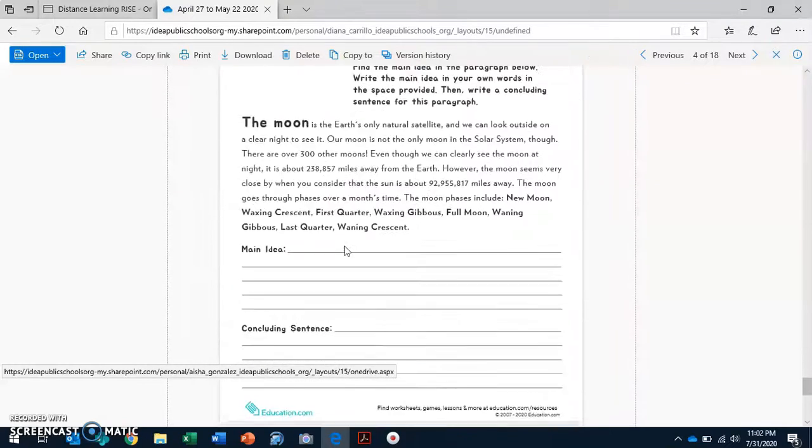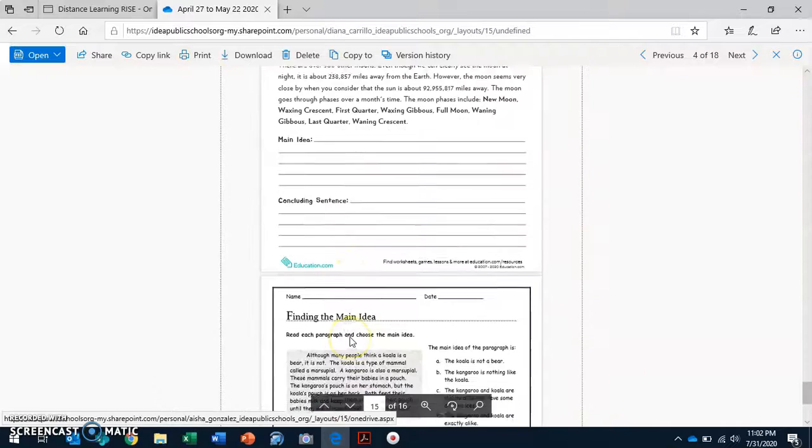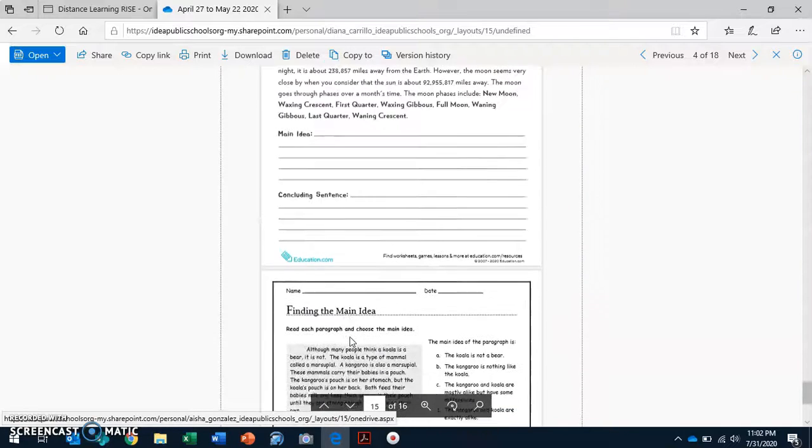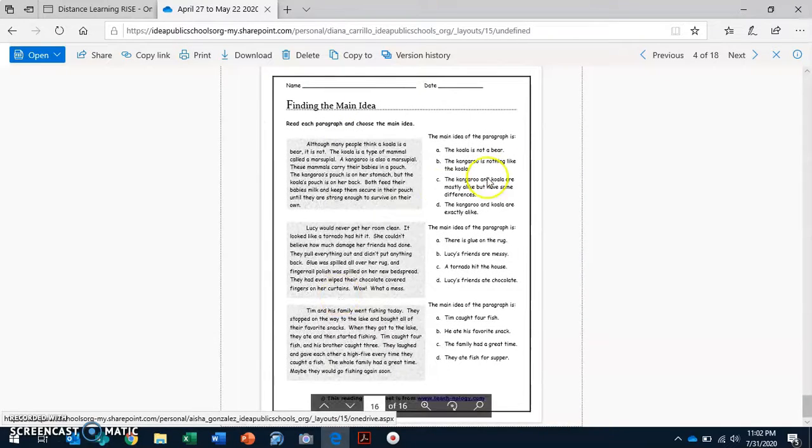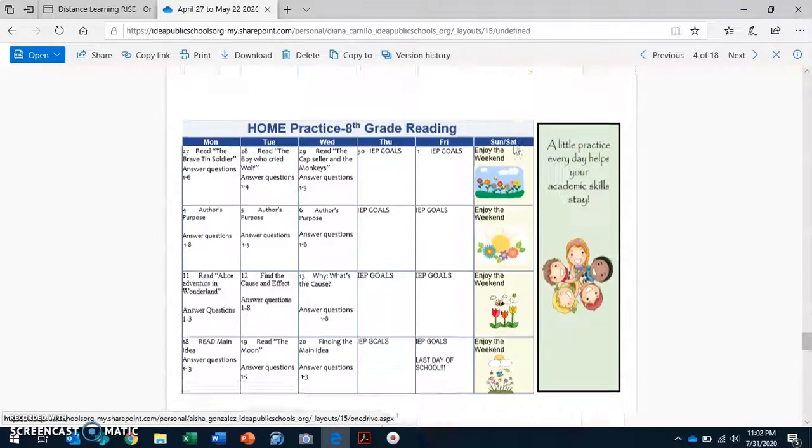Then they did main idea. Then they would put a story, and then stories that had to do with main idea. This is going to be all up to you.